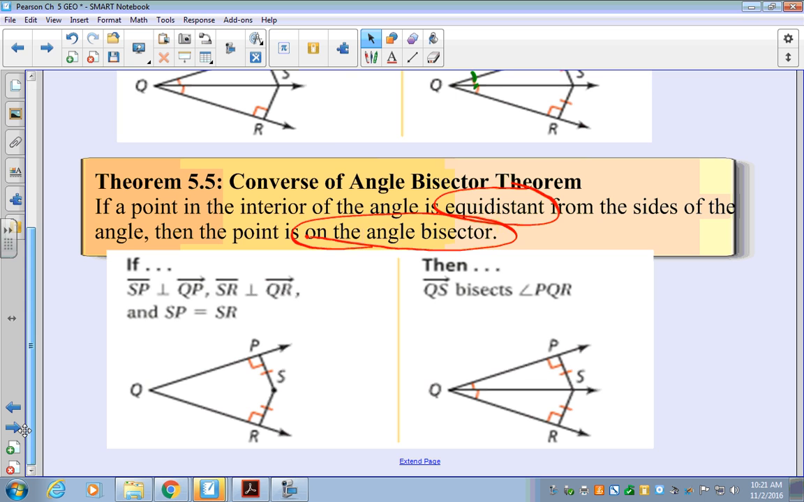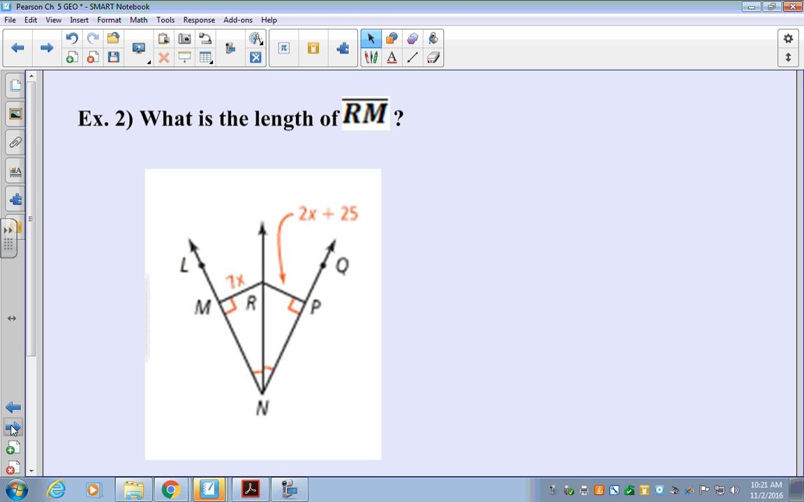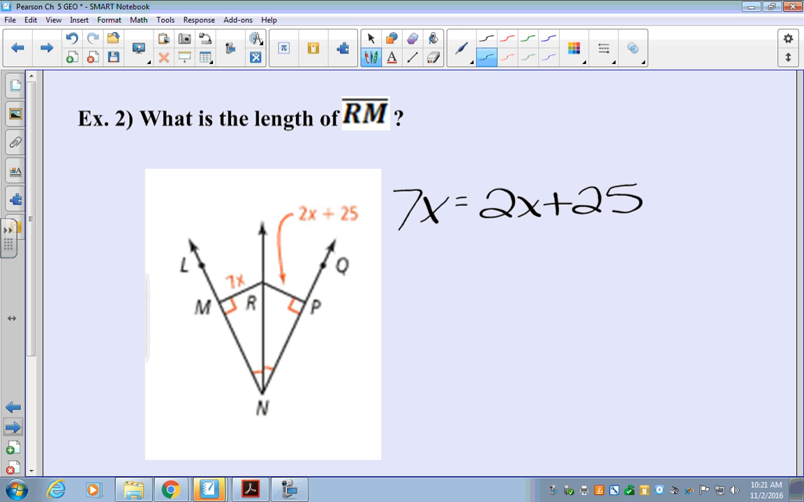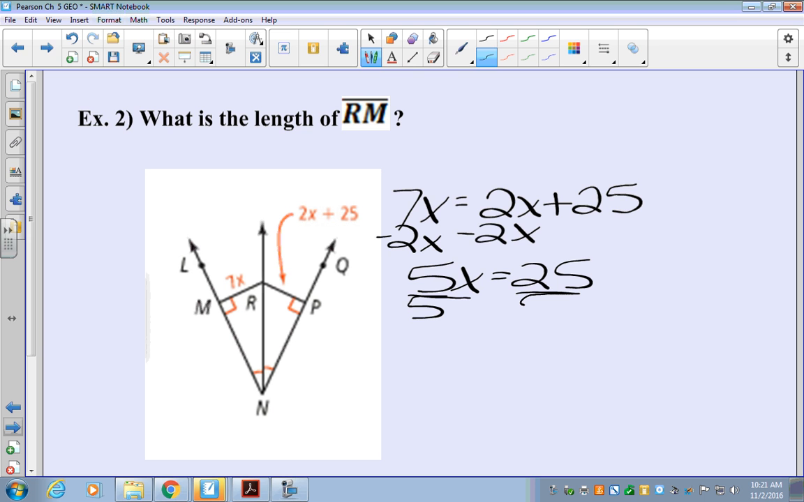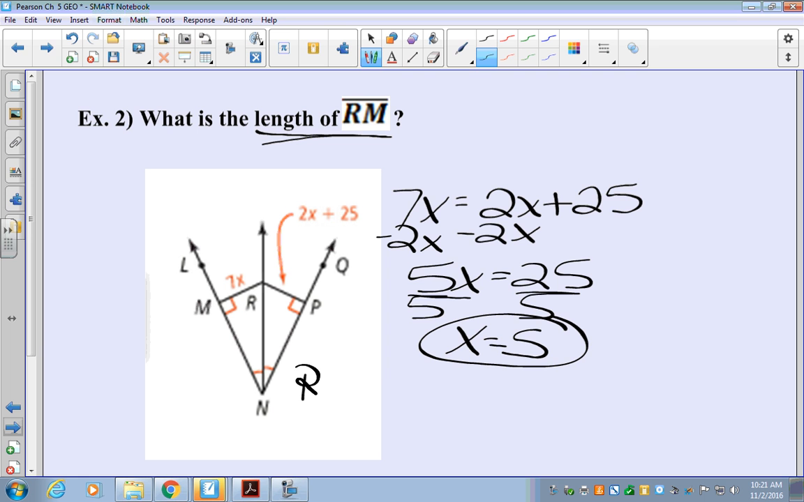Okay. So let's apply that. Do you see how the shape is going to be super obvious? You're going to get an angle, it's going to be cut in half, and it's going to create two equidistant lines. If my lines are equidistant, then I'm setting them equal to each other. To solve for x, I'm going to subtract 2x from both sides. I'm going to divide both sides by 5. And then I'm going to look, were they asking me to solve for x? It says, no, we want the length of RM. Okay. So RM is equal to 7x. So that is 7 times 5, or 35.